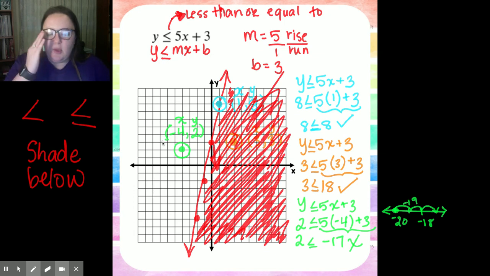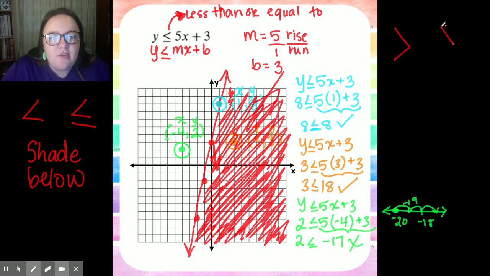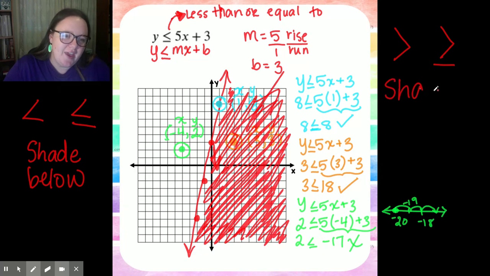And I do want to say one more thing. If you have a greater than or greater than or equal to, do you think you're going to still shade below? I don't think so. That greater than symbol means that you will shade above.